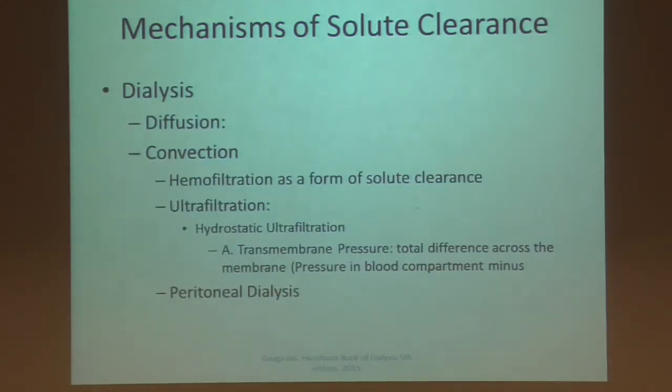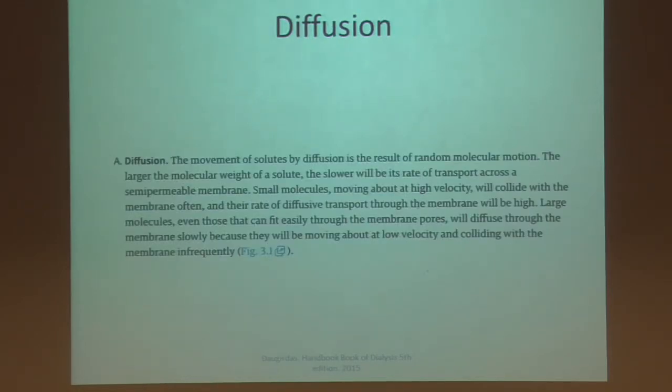So, the mechanisms of solute clearance. With this slide, if I could take a couple of minutes to explain the different modalities of clearance, then those acronyms will make sense. A dialysis machine performs clearance of solutes by diffusion and convection, and those are the two main types of clearance. Diffusion is what everyone is familiar with. This is what you first think of.